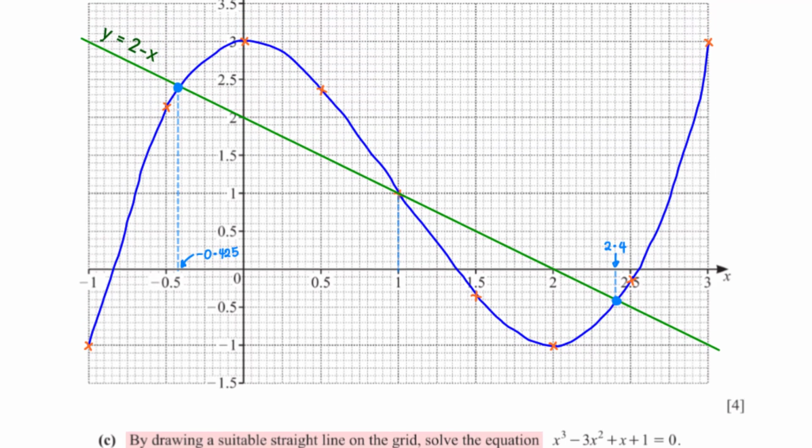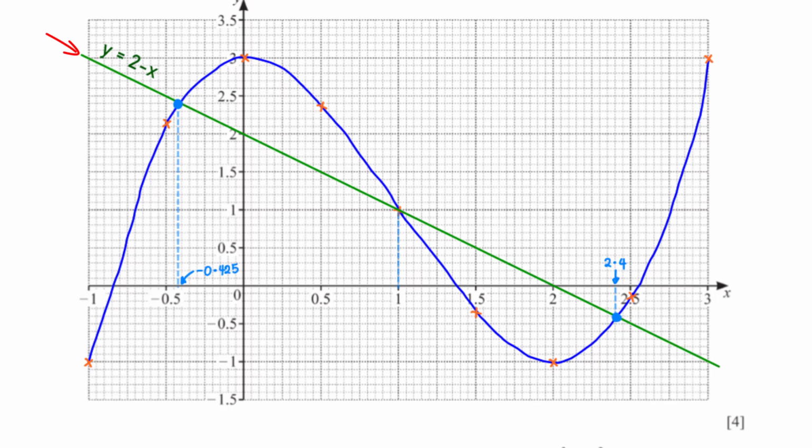When we draw y equals 2 minus x on the grid and read its intersection points with the curve, we have x equals negative 0.425, x equals 1, and x equals 2.4.